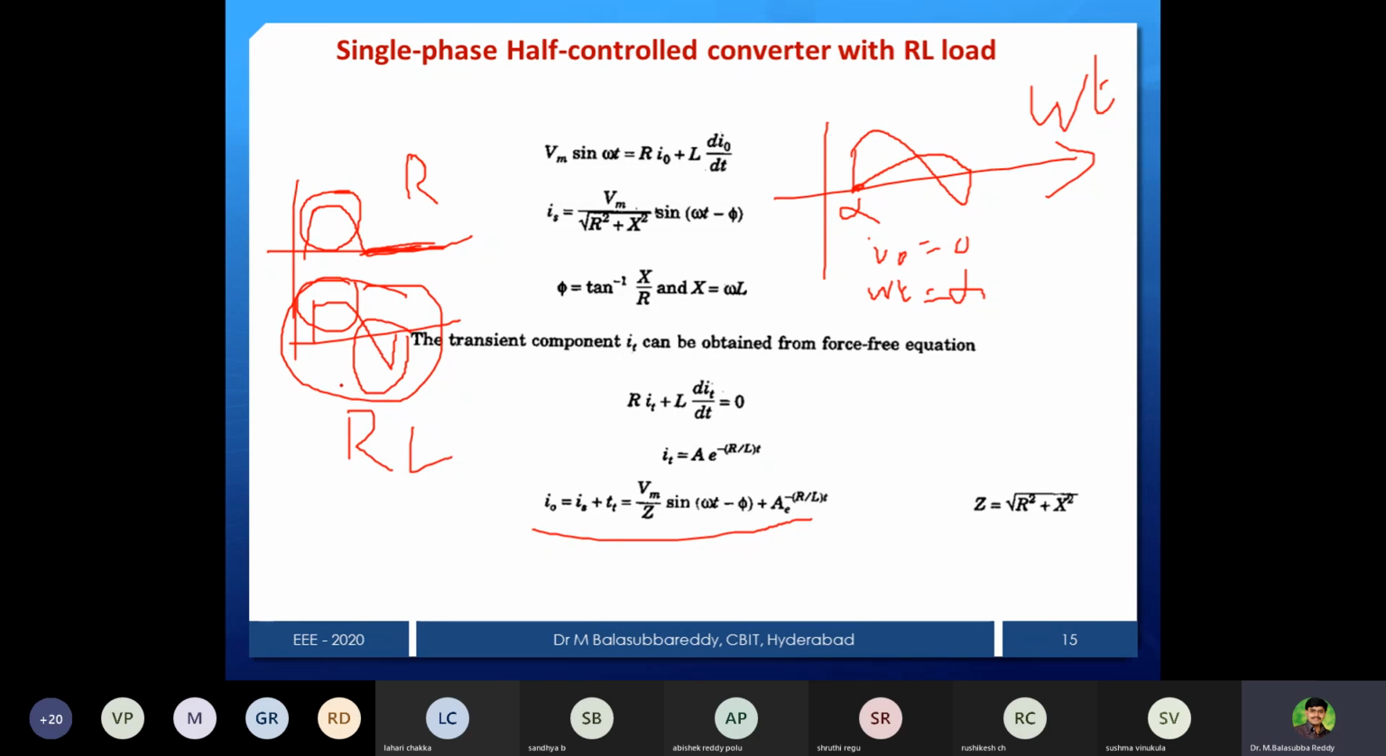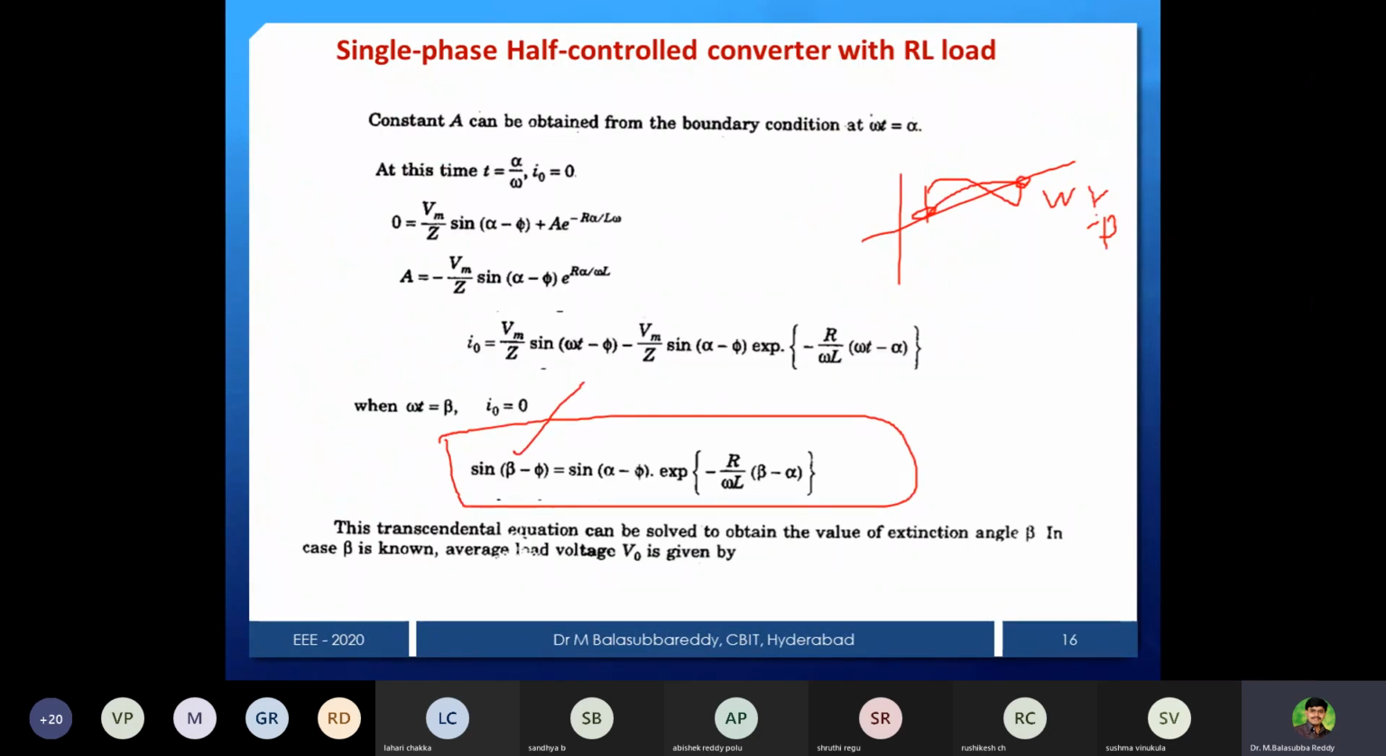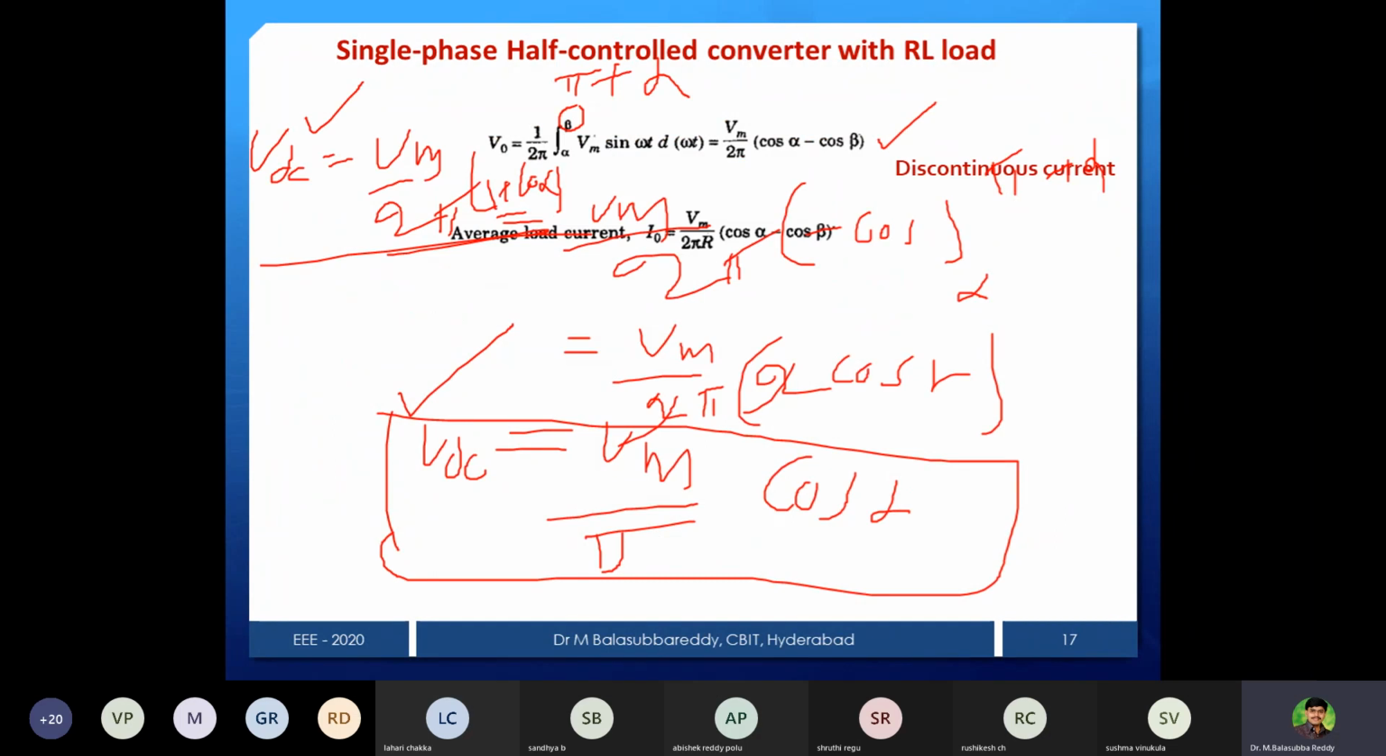Even though the controller is the same and the alpha value is the same, because of the inductor you are getting less output voltage. In turn, you are getting a negative voltage on the load side because conduction continues after pi. That is the reason we get a negative voltage, and then the average automatically reduces. So that is the difference. Now we'll see how to overcome this. The RL load case is completed.